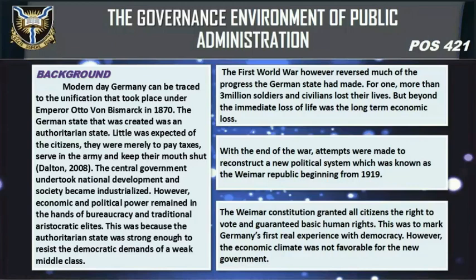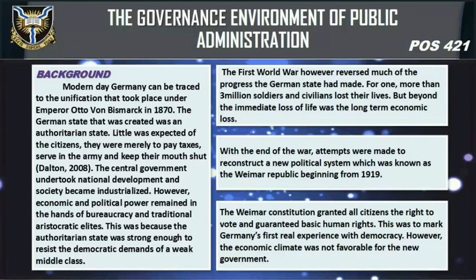The central government undertook national development and society became industrialized. However, economic and political power remained in the hands of bureaucracy and traditional bureaucratic elite. This was because the authoritarian state was strong enough to resist the democratic demands of a weak middle class. The First World War, however, reversed much of the progress the German state had made. For one, more than 3 million soldiers and civilians lost their lives.